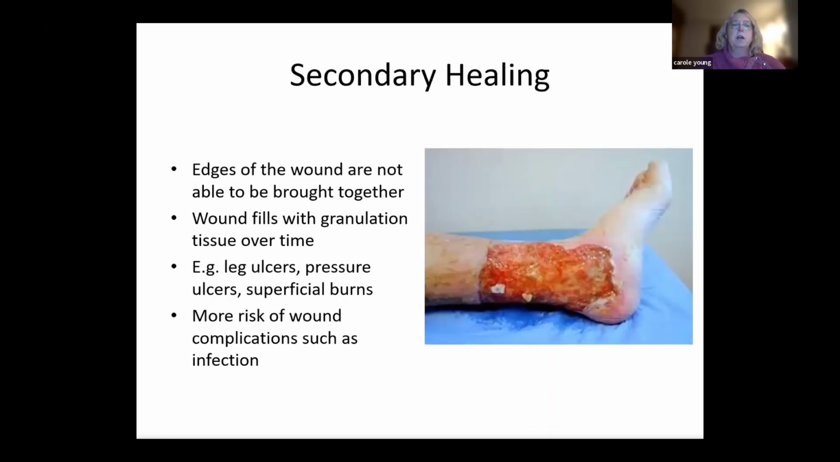Secondary healing occurs when the edges of the wound can't be brought together. So the wound needs to heal from the bottom up, filling with granulation tissue over time. These wounds are open for longer, so they're much more at risk of infection or delayed healing. Examples might include our leg ulcers, pressure ulcers, burns, or any trauma where there's a significant tissue loss and the wound's open.